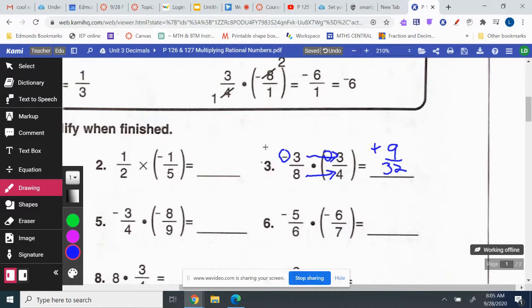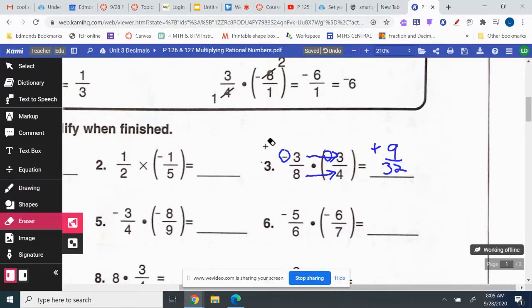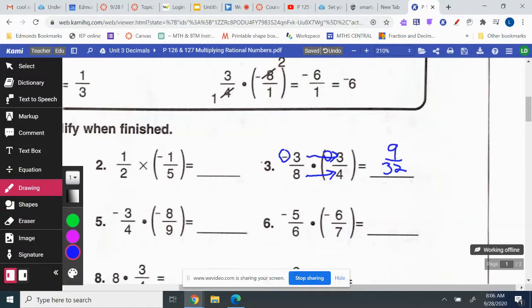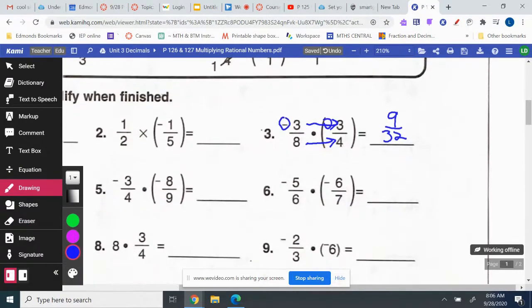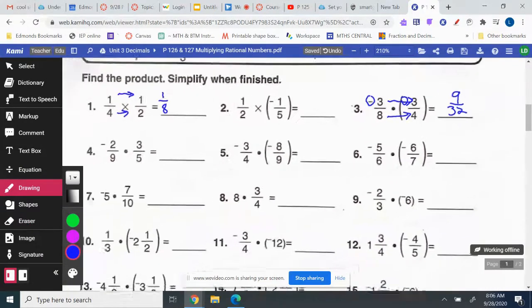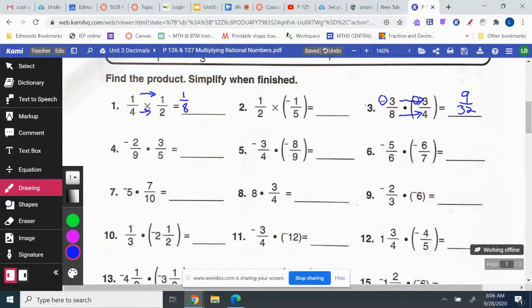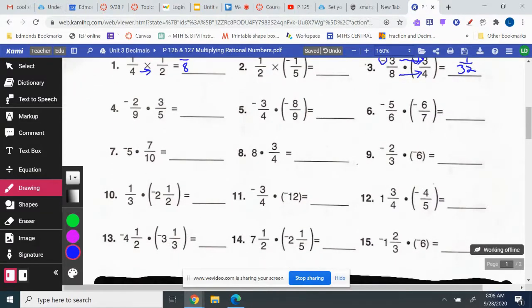Now, I put a positive sign there so you can see it, but when we write our answers, if it's positive, we just assume it, so it's extra. You don't always need it. It helps to have it, keep it, but it's not necessary. All right, so let's take a look at number 7.